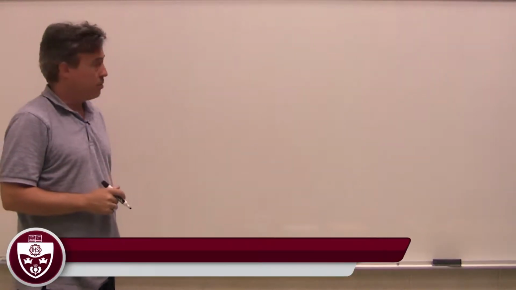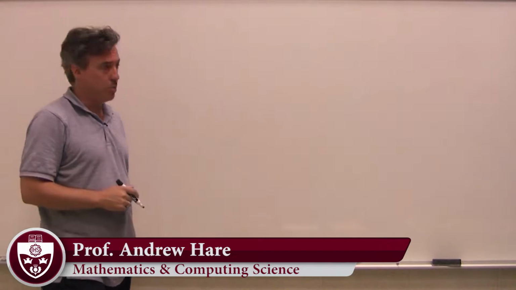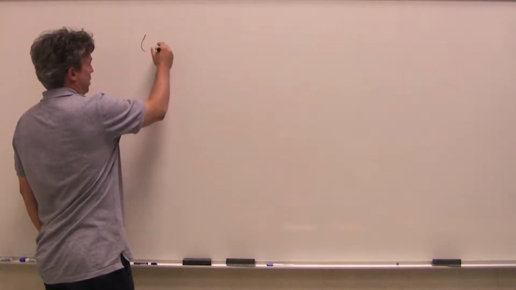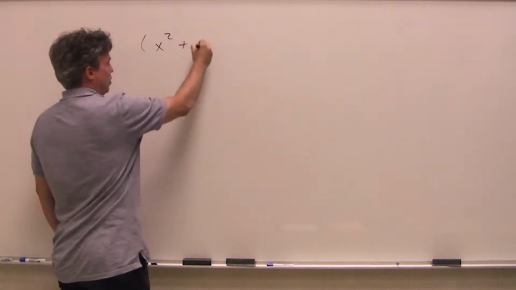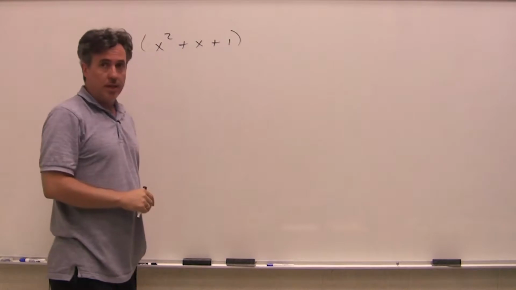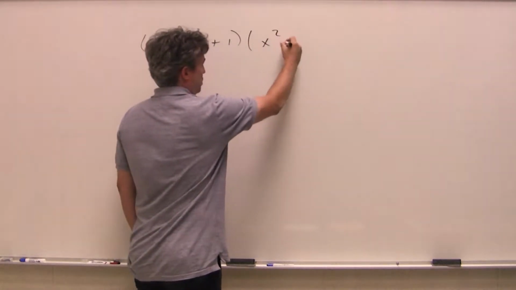I'd like to solve some problems where we're expanding and simplifying algebraic expressions. For example, we might be faced with a calculation where we have to multiply out two brackets, each of which contains a number of terms that are being added together. For example, something like this.